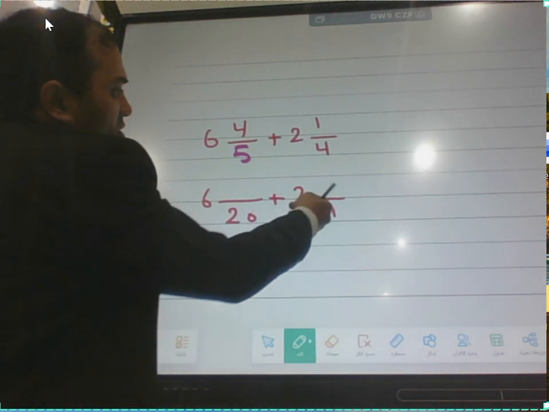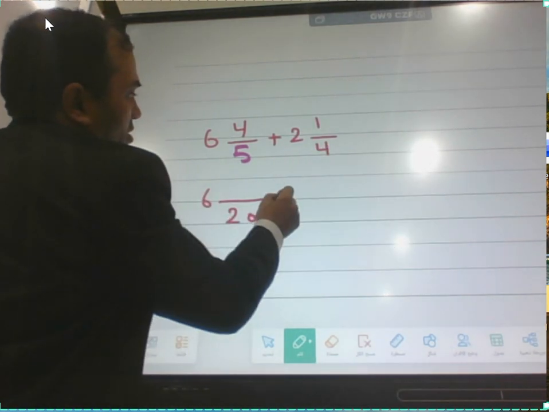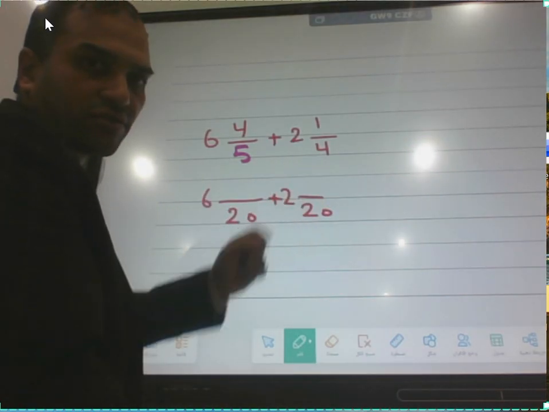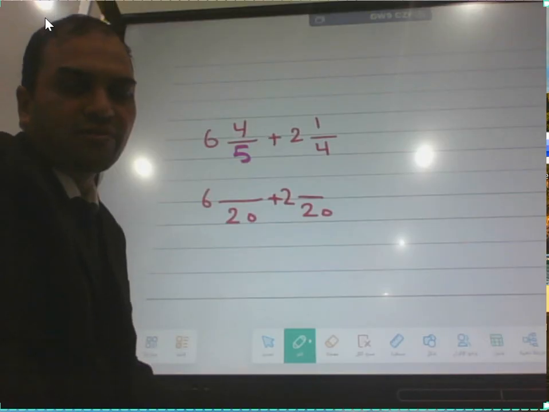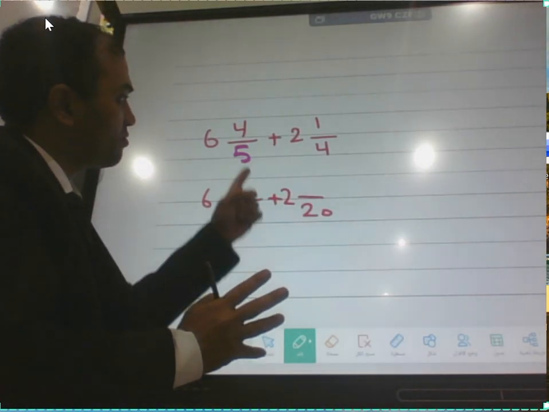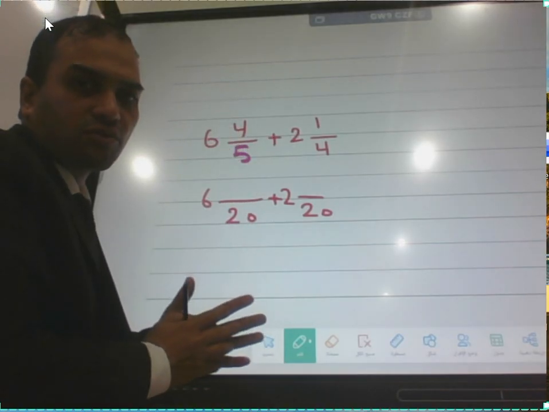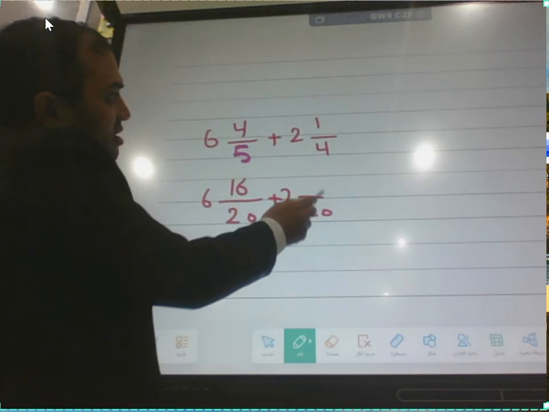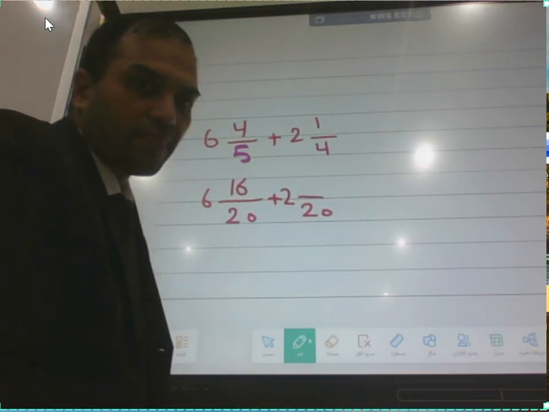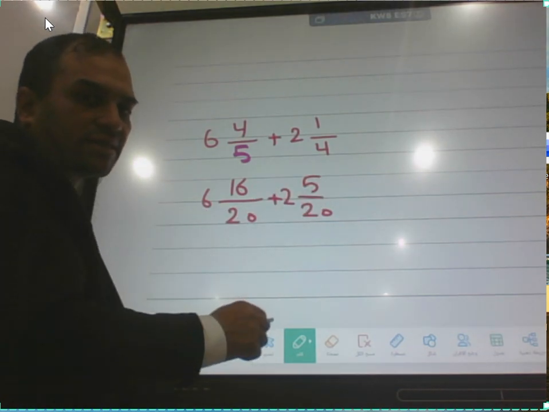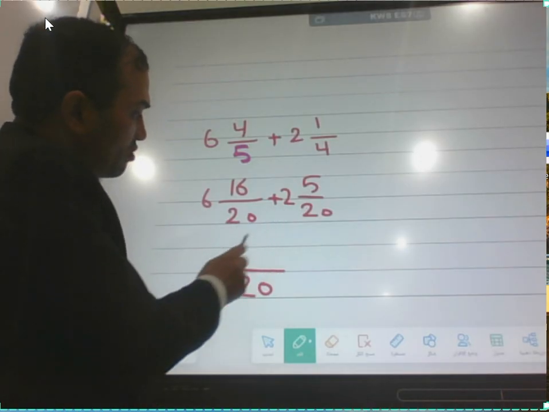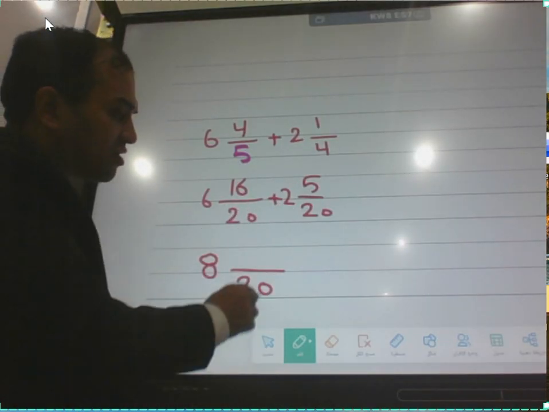Okay? Convert this number also like this, 20 and here 2. Look here, 4 times 5 equals 20. You know this? And 5 times 4 equals 20. Here, 5 converts to 20 by multiplying by 4. Then I will multiply 4 here in the numerator. 4 times 4 equals 16, right? 16 here. And now 4 times 5 equals 20. 1 times 5 equals 5. Next step, we can collect the fractions: 20 in the denominator, and then 6 plus 2 equals 8, and 16 plus 5 equals 21.